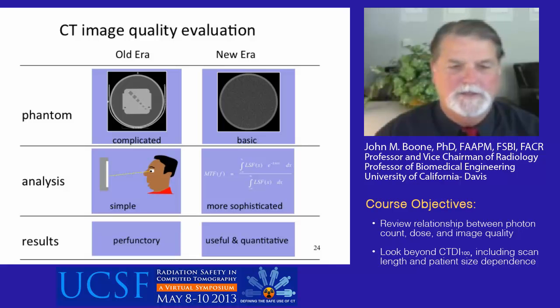The analysis is more sophisticated. We use modern mathematical tools well known to image scientists, and we find that these results, because they are quantitative, are also very useful for comparing between CT scanners. On this summary on slide 24.